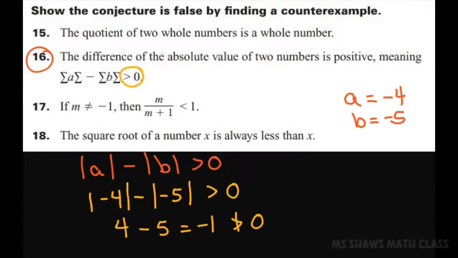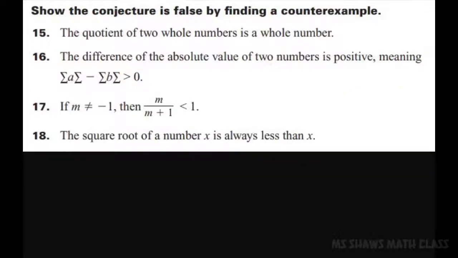All right, next one. If M can't equal -1, why did they write that? Because you can't divide by 0. They have to write that. So when someone writes something like this, that means it's not in the domain. You can never divide by 0. Anyway, we have to find an example where when we divide, it's not less than 1, or it can equal 1.